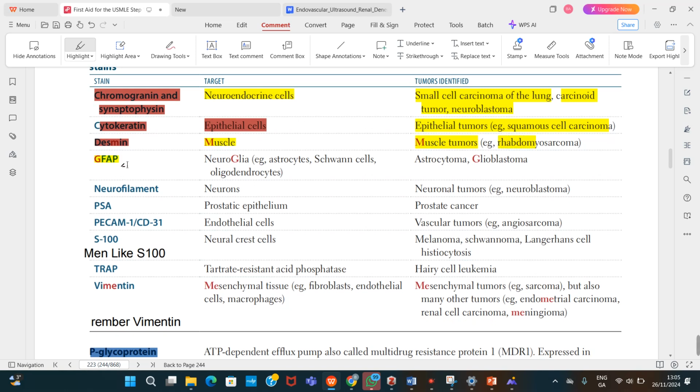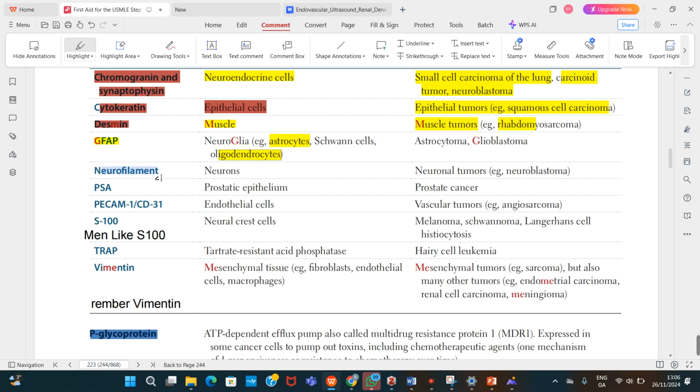Glial fibrillary acidic protein. Anything that is from the neuroglia will stain positive for glial fibrillary acidic protein. The neuroglia components include astrocytes, Schwann cells, oligodendrocytes, all of them. Tumors involving all these are going to pick up glial fibrillary acidic protein. Neurofilament is straightforward. Any tumor from the neurons, like a neuroblastoma, is going to pick up neurofilament stain. PSA, prostatic cancer. PECAM: when we are talking about PECAM, like we said, all the CAMs are from where? Endothelial cells, yeah, blood vessels.